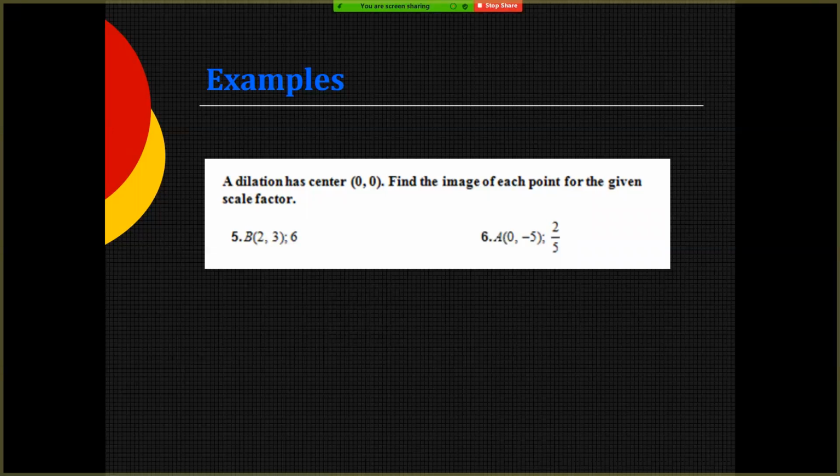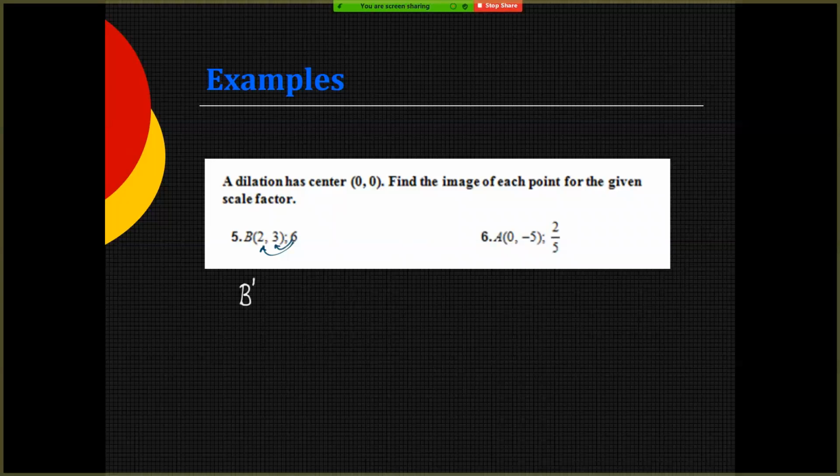Next, we have a dilation with a center of 0, 0, and for this class, that is all we're going to use. So we're dilating from the center of the coordinate plane. Then we're going to find each point for the given scale factor. So for question number 5, we have point B located at 2, 3. To figure out the new ordered pair, we're going to take each point and multiply it by the scale factor. So each part of our ordered pair is going to get multiplied by that scale factor.